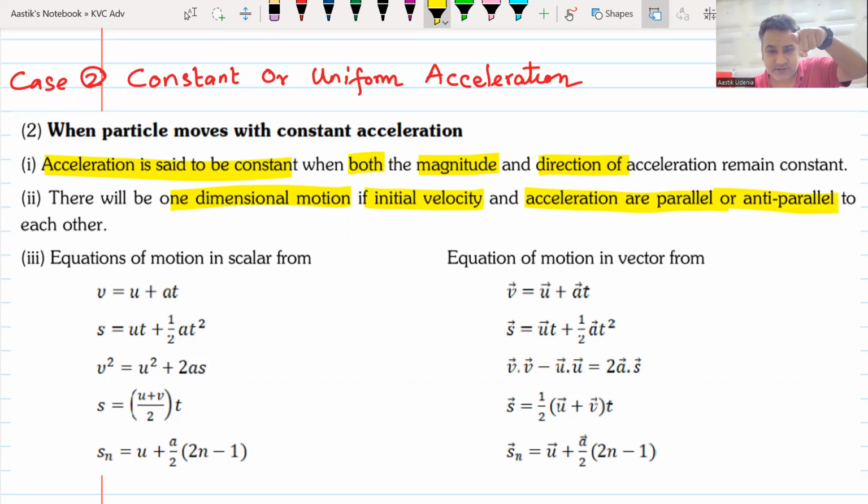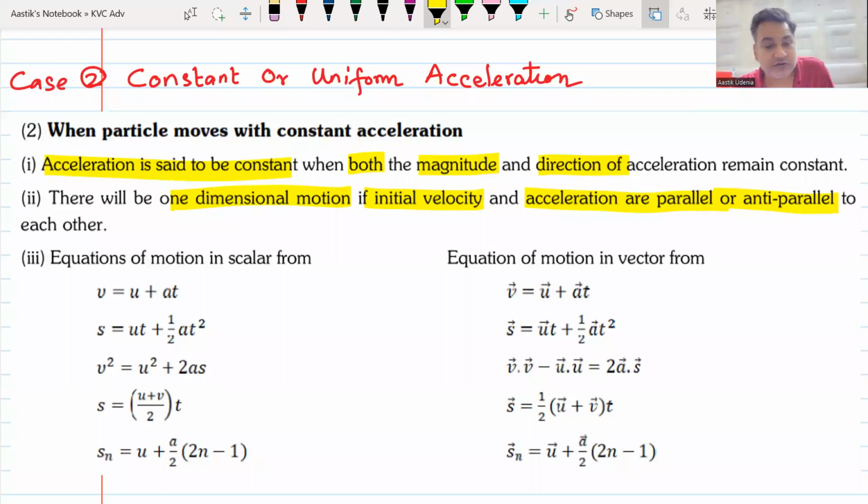Velocity is like this, acceleration should be like this or like this. Then only it will keep on moving in this dimension. If the acceleration is in any other direction, the motion will not be a straight line. It may be motion in 2D or it may be motion in 3D. Do we understand this? This is a question that can come to you as an objective. If the motion is with uniform acceleration, is it always a straight line? The answer is no. It is only a straight line if the initial velocity and acceleration are parallel or anti-parallel.